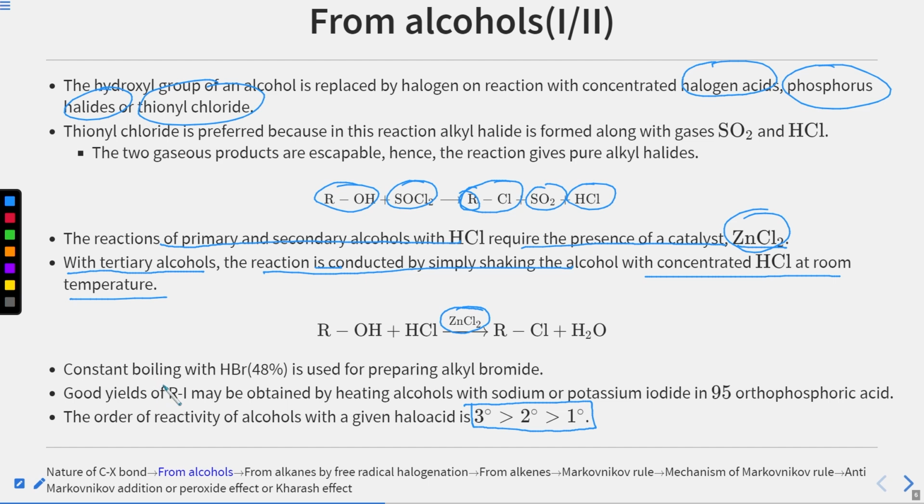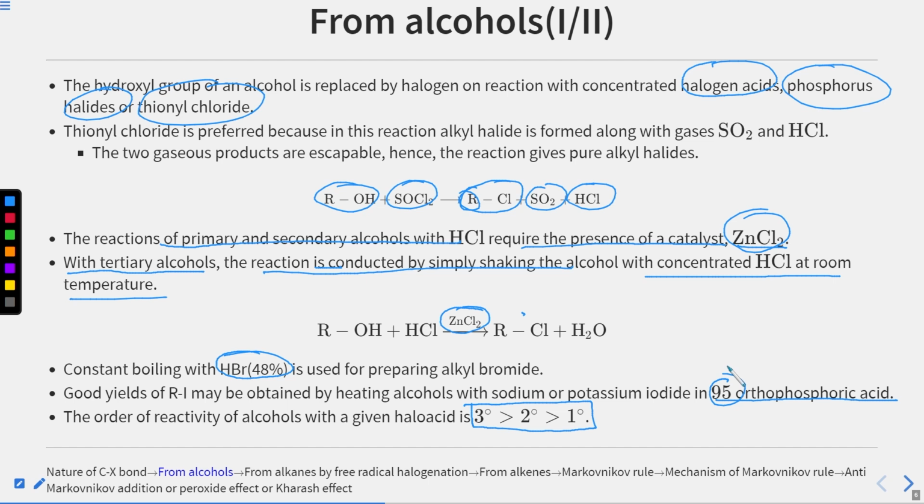Now if I want to make alkyl bromide instead of alkyl chloride, then you have to boil it with 48% HBr. Now if you want to make alkyl iodide, then you have to react it with potassium iodide in the presence of 95% orthophosphoric acid.